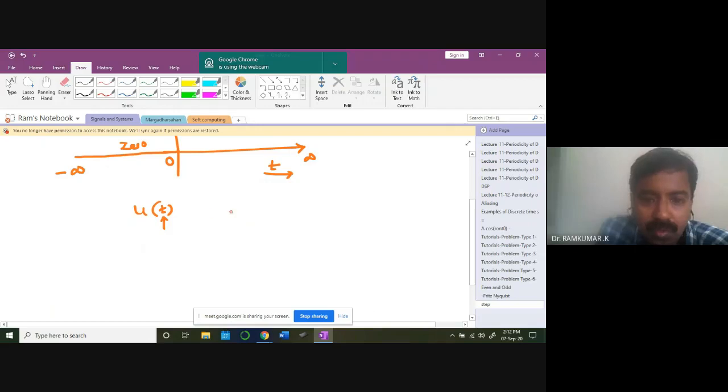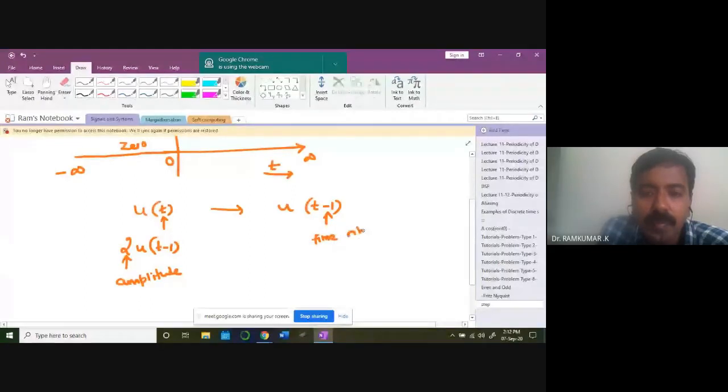This one you are going to shift t minus 1. Having obtained this signal, then you are saying it's going to be 2 times u of t minus 1. It means you are operating on the dependent variable, amplitude. An amplitude shift. This is the time shift. Remember that. Always, in all kinds of problems, you need to first of all ask, am I going to do a time shift? Am I going to do an amplitude shift?